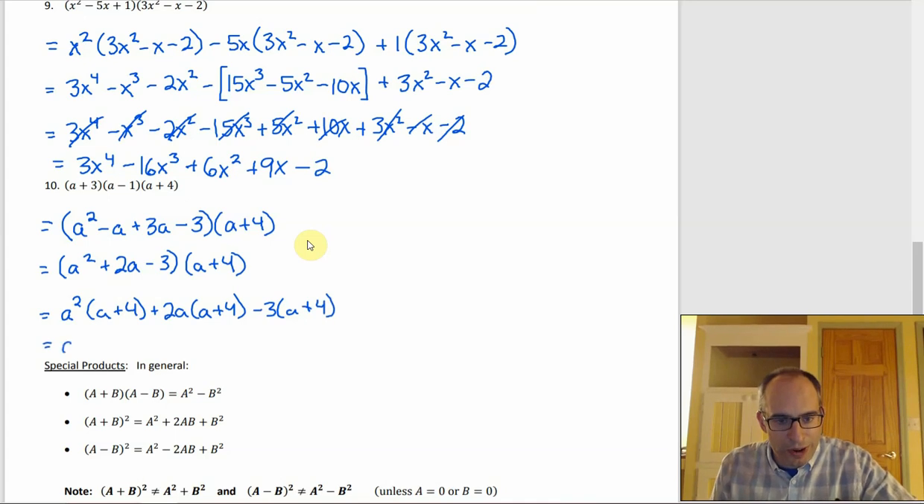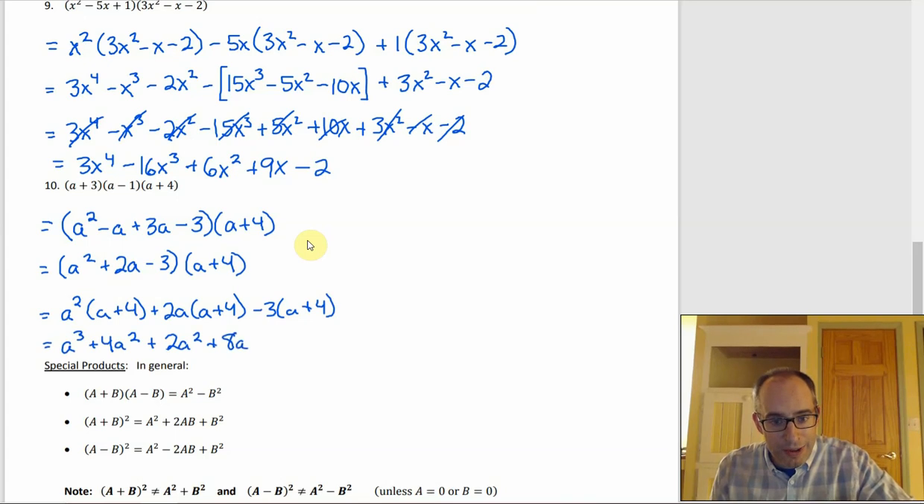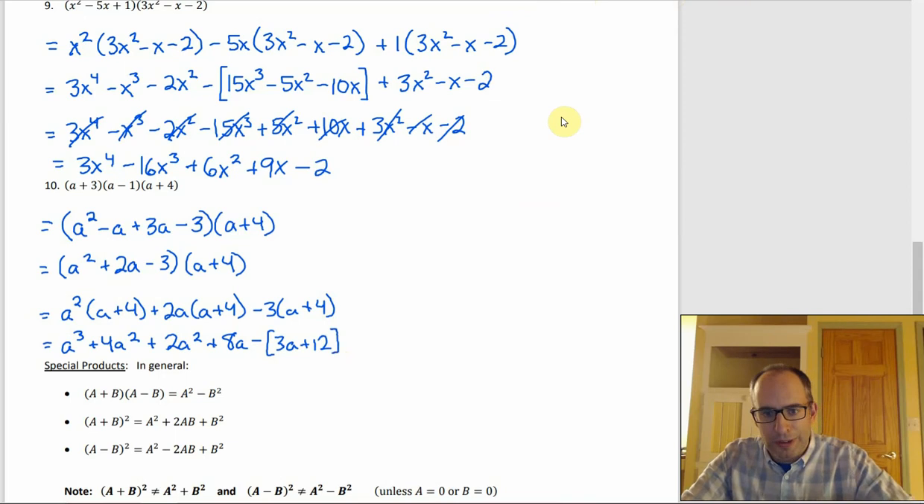Distribute the a squared through the a plus 4, you get a cubed plus 4a squared. And then after that, distribute the 2a, you get 2a squared plus 8a, right? 2a times 4 will give you the 8a. And then minus, let's see, when you distribute that, 3a plus 12. So I just have to, oops, that should be a bracket. That looks inconsistent. Get that parenthesis out of here. So we just have to distribute a negative and then combine terms, and we should be good to go.